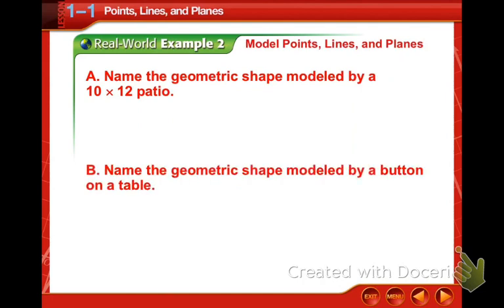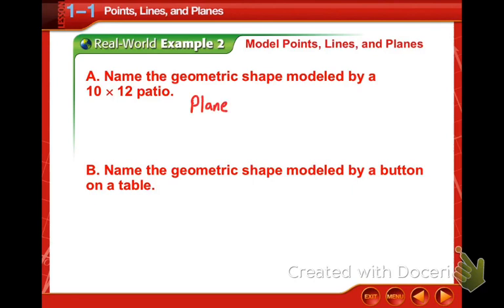So our next 2 here, pretty simple. They want us to name the geometric shape that is modeled by these specific things. So a patio for the first one. So between points, lines, and planes, what can a patio represent? So a patio is like a sheet. It's not a line. It's not a specific location. It's a series of locations. So a patio represents a plane of those 3. So our answer here is just plane.